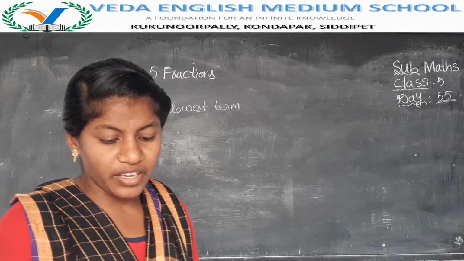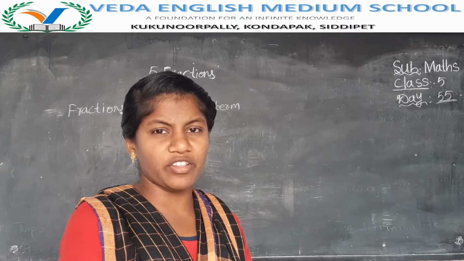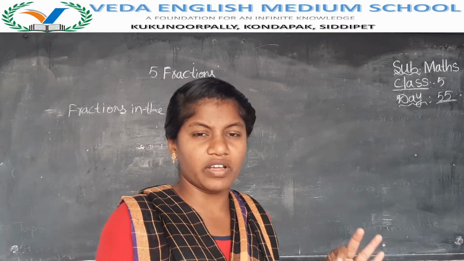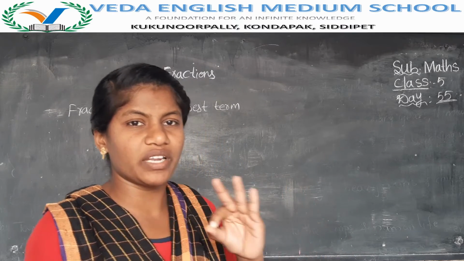To get a fraction in the lowest form, the numerator and denominator should have the common factor as 1. The common factor of numerator and denominator should be 1, and no number other than 1 should be there.